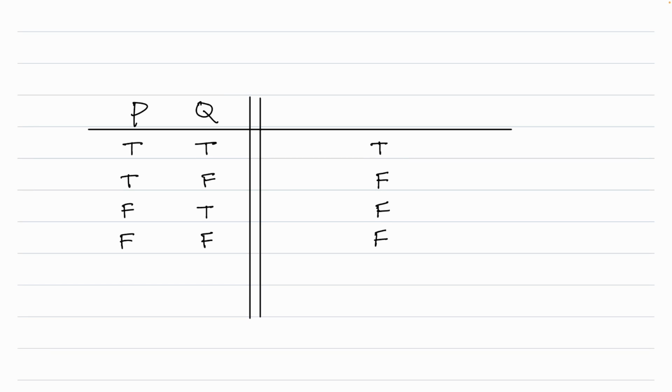Consider the following truth table. We have the atoms P and Q, and we have each possible way of assigning truth values to those atoms. In the rightmost column, I've written down the values true, false, false, false, but I've left the very top of that column blank. What formula ought to go in that blank?